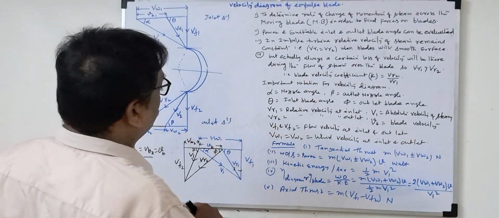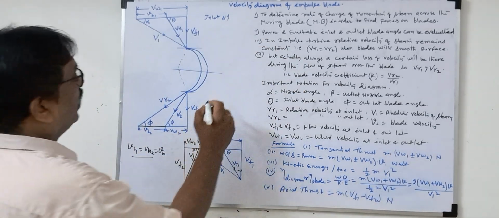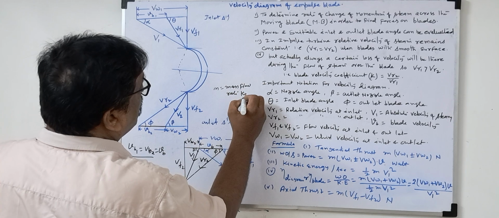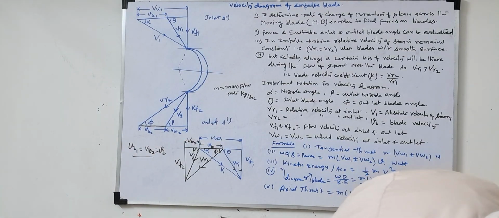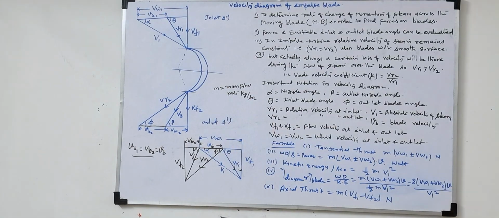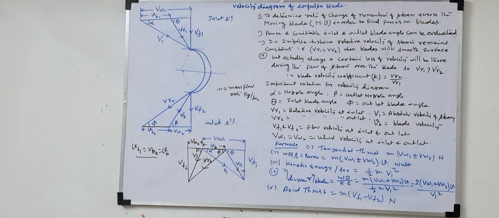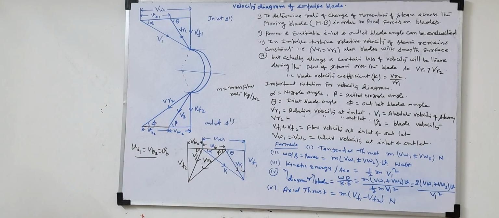If we find the tangential thrust, tangential thrust is nothing but mass flow rate times the change in whirl velocity. M is the mass flow rate, which is measured in kg per second. Mass flow rate times the change in whirl velocity. So this is the possible formula for tangential thrust: mass flow rate times the change in whirl velocity.